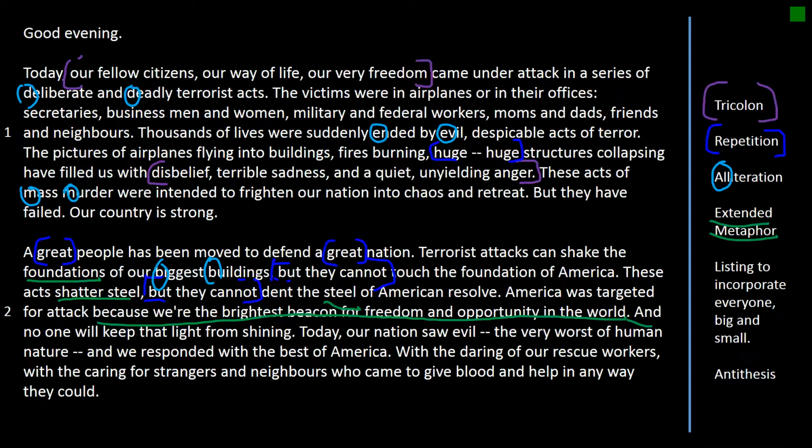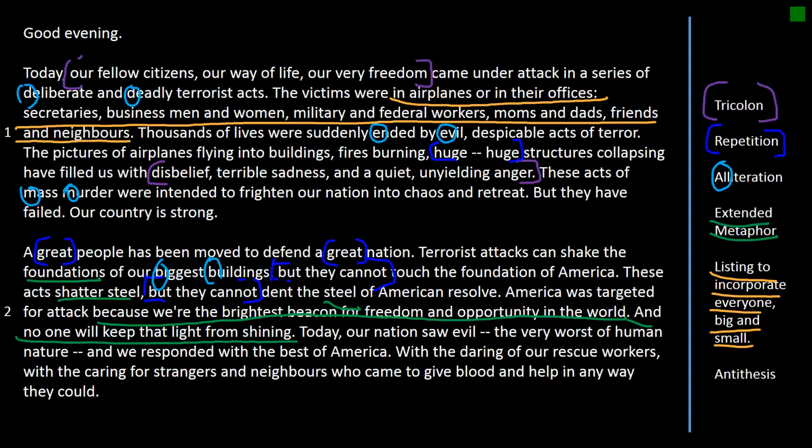Okay, the next sentence also goes into no one will keep that light from shining, reinforcing the idea that it's strong and heroic. It's a rhetoric that's there to inspire and galvanize ordinary citizens to stand up and not lose hope in the situation. We've got the use of listing to incorporate everyone, big and small, that it's everyone's issue here, saying that the victims were in aeroplanes or in their offices, secretaries, businessmen and women, military, federal workers, mums, dads, friends and neighbours. It didn't just affect the upper class citizens or the lower class citizens, it affected everybody.